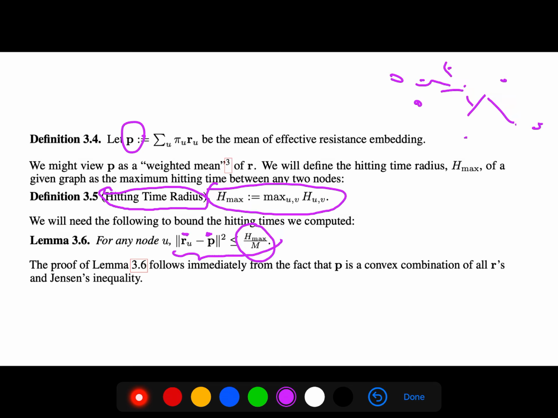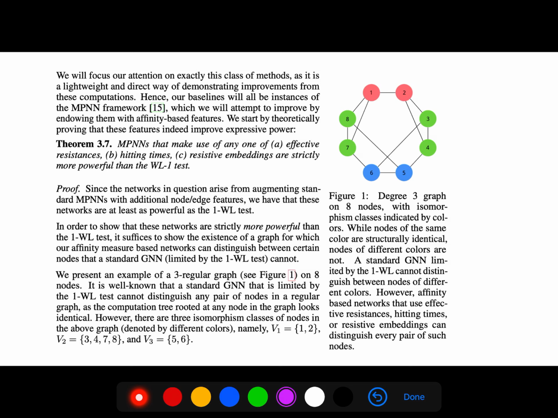So here is another theorem: message passing neural networks that make use of any one of effective resistances, heating times, or resistive embeddings are strictly more powerful than the WL1 test. Even heuristically, you understand why that should be the case, because you are creating some kind of hierarchy, some structure, some order on the set of nodes. So that makes it much more powerful than something that is invariant to any permutation.